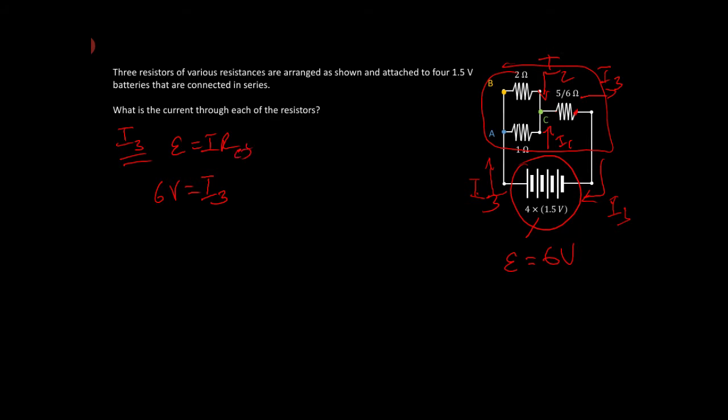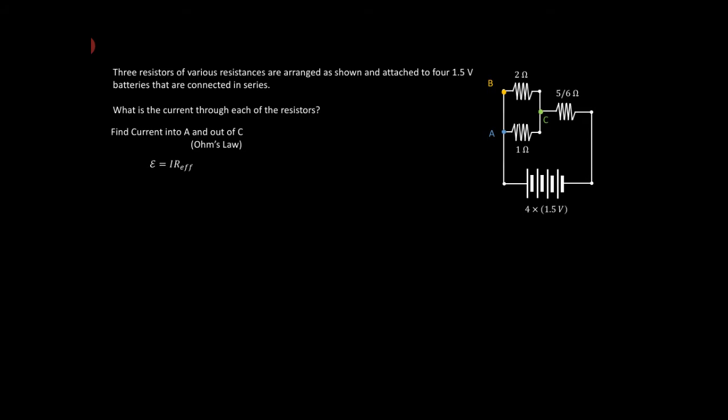And now I need to find the effective resistance of this thing, right? So I need to find the effective resistance of that thing. So, like I said, 6 volts here. How do I find the effective resistance? I find it basically the same way we did last lesson. This is the same sort of structure that we had previously, but previously we had equal resistors. This time they're all different: 1, 2, and 5/6 of an ohm.